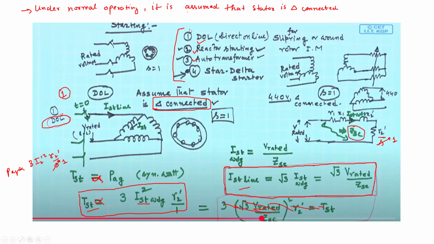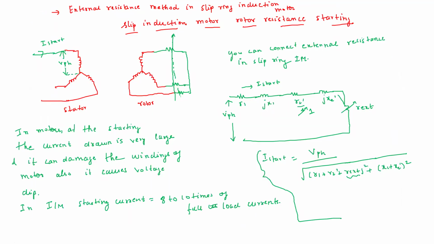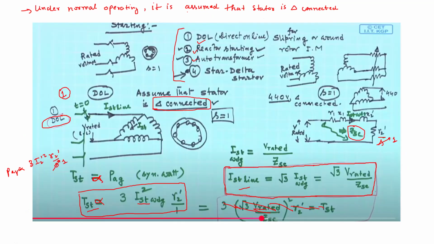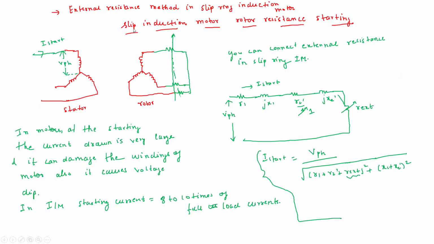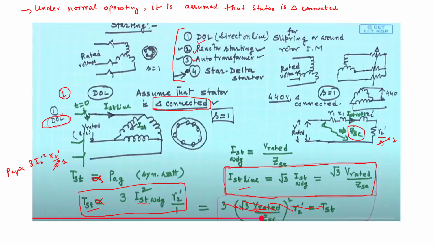Yes, these four methods are common for both squirrel cage and slip ring induction motors. Only the rotor resistance method is applicable for the slip ring induction motor only, where we were connecting the external resistance in the rotor circuit, right? Because in the stator circuit you can do it for both machines, squirrel cage also and slip ring also. But only in the slip ring induction motor do you have the rotor terminals accessible. Okay, so that is one.